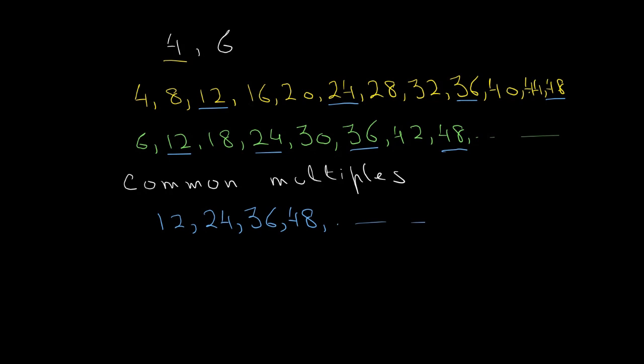So let's just think about the same numbers, 4 and 6. Let's look at the common factors. If I'm looking at the factors of 4, the factors are going to be 1, I'm going to get 2, and that's about it, and 4. So these are the factors of 4.